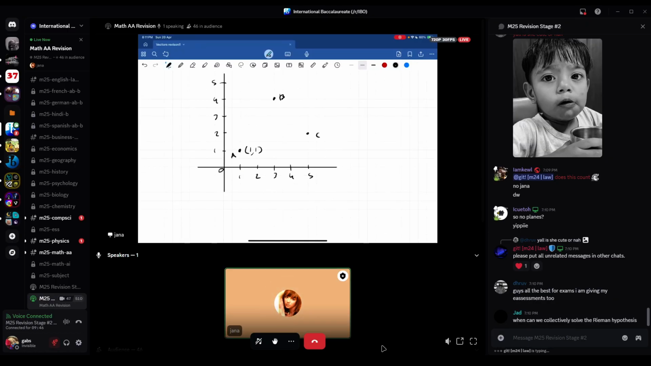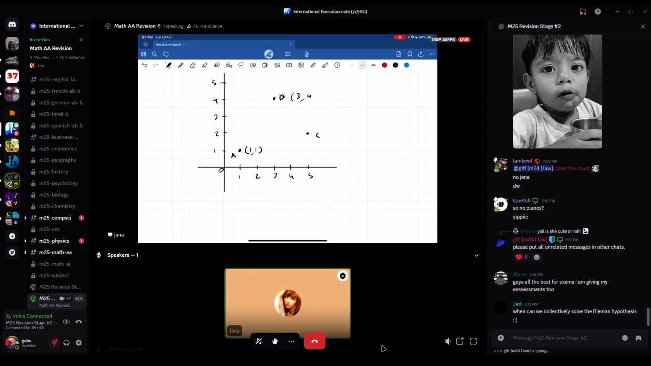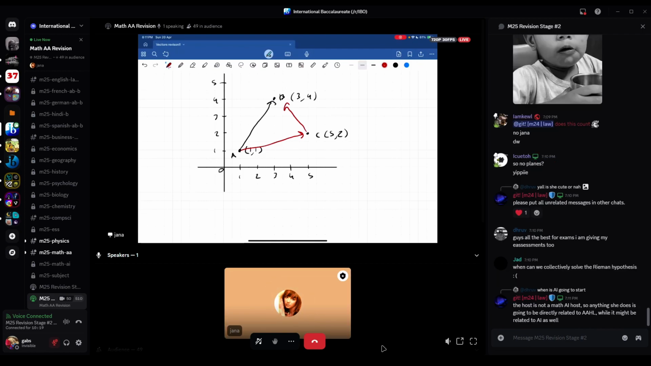So A is 1, 1, B is 3, 4, and C is 5, 2. And now a fun thing you can do is you can add vectors. So for example, if I want to get from A to B, I can do it like that, but I can also do it like this, right? So AB is also AC plus CB. And in the same breath, you can do it in any direction.